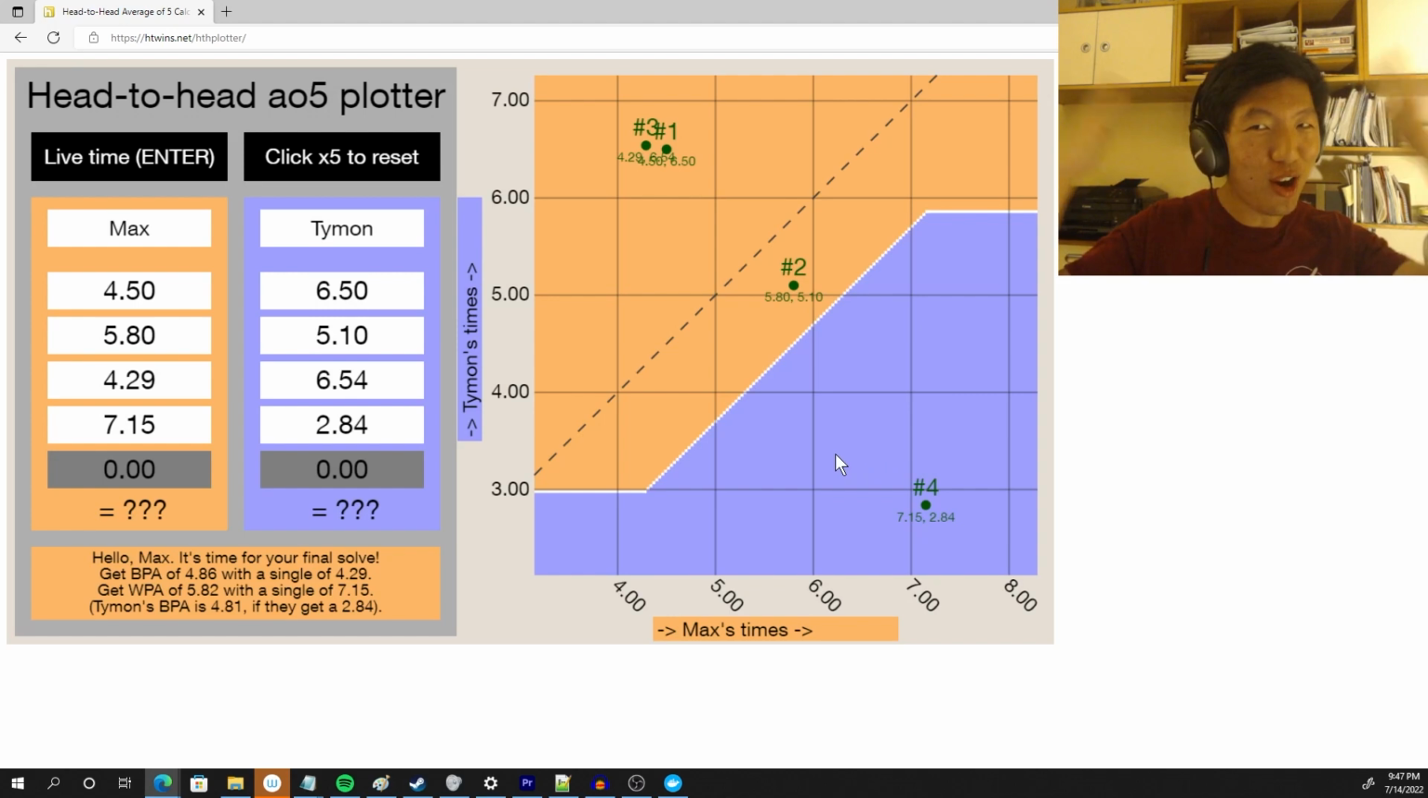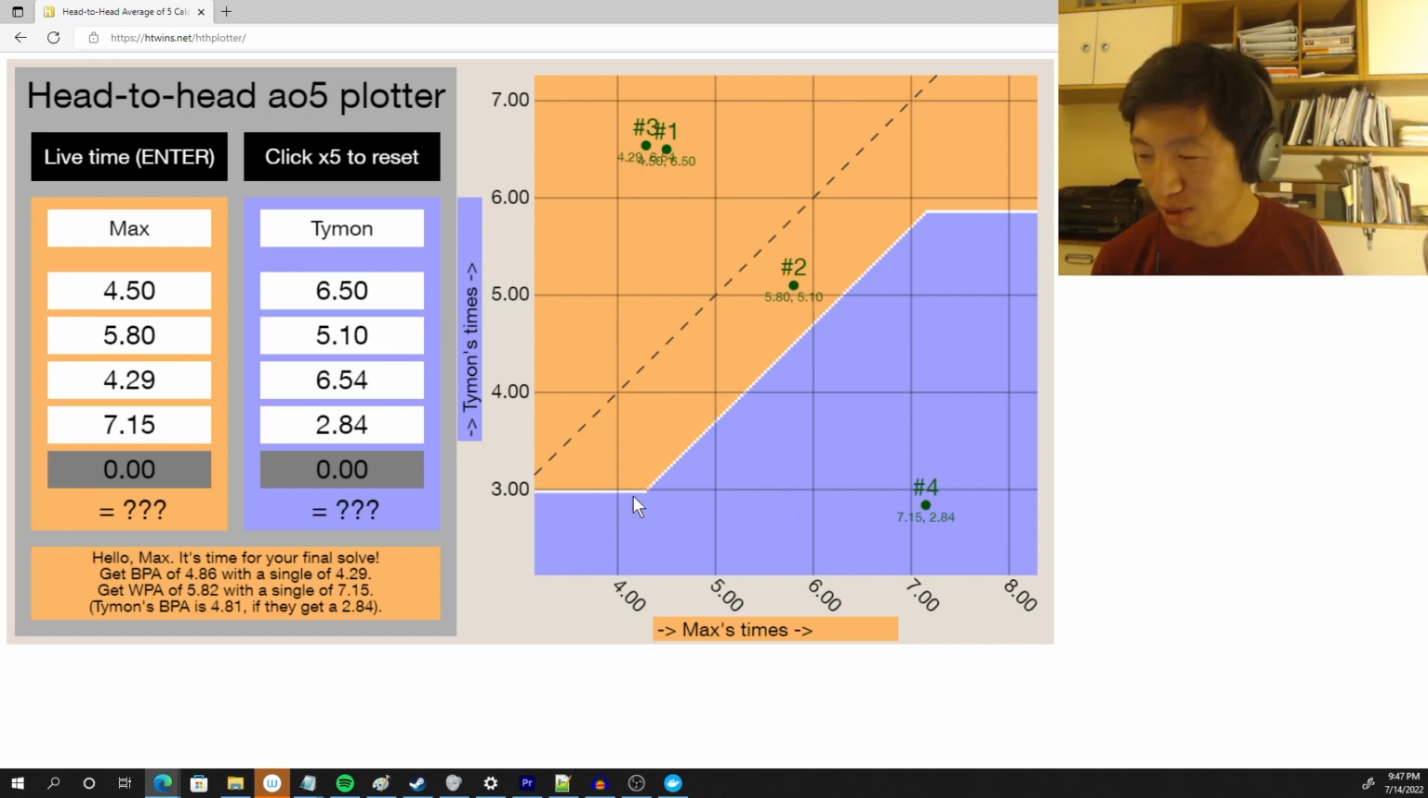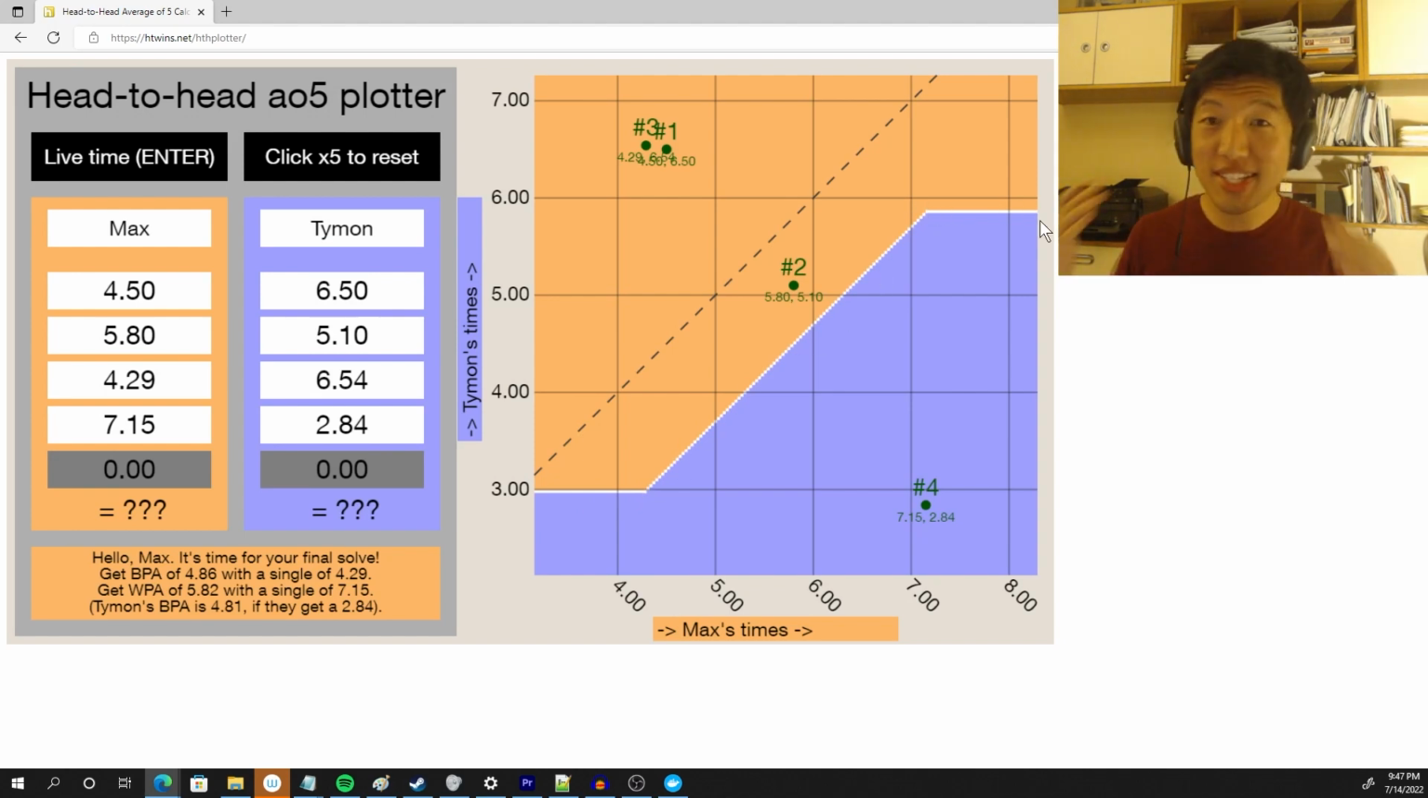You can see that the all-knowing computer program that I referenced earlier has drawn a boundary, this white dotted line that I'm following right here with my mouse. And you can see that it's colored both sides of that boundary with the colors orange representing Max winning the average and blue representing Timon winning the average. If the 5th point lands in the orange region, Max claims the average, he wins, hands down. If the point lands in the blue region, then Timon wins the average, hands down.